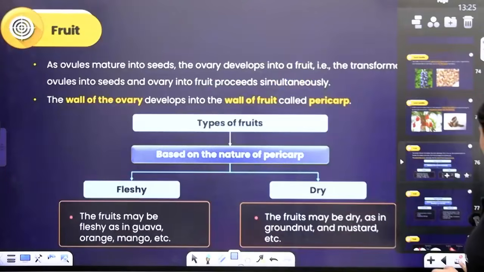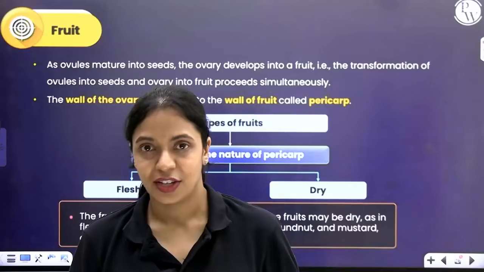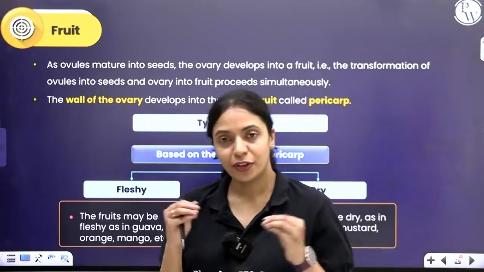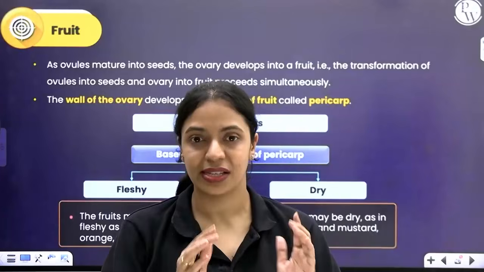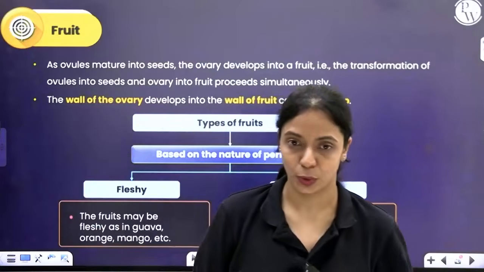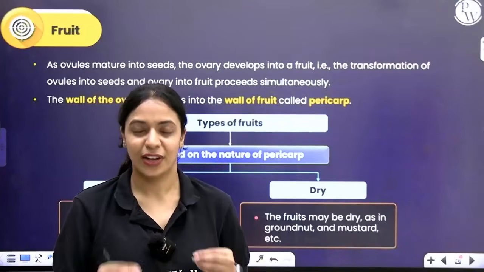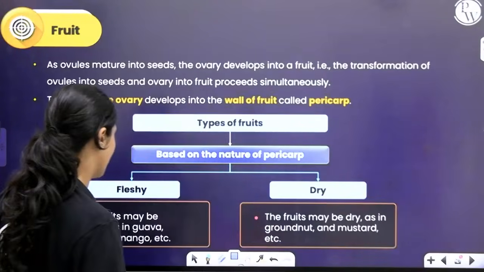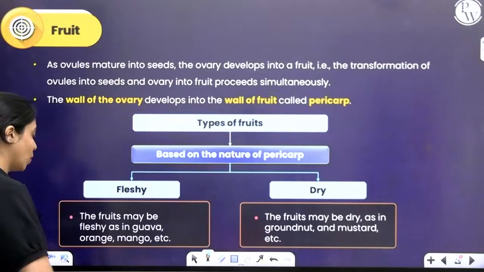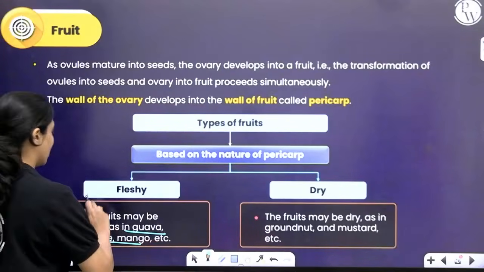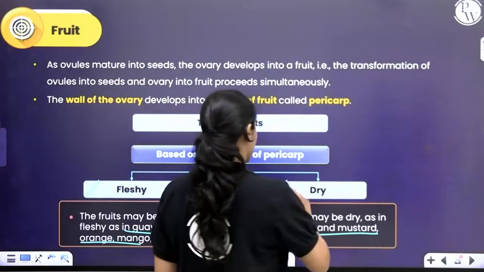Now let's talk about the fruit. This is also a post-fertilization structure that forms. After fertilization, as the ovule transforms into the seed, the ovary simultaneously transforms into the fruit. Depending upon whether the wall of the fruit is fleshy or dry, you have two different types of fruits. If it is fleshy, like in the case of mango, orange, guava, it is called a fleshy fruit. If it is dry, as in the case of groundnut, mustard, it is called a dry fruit.